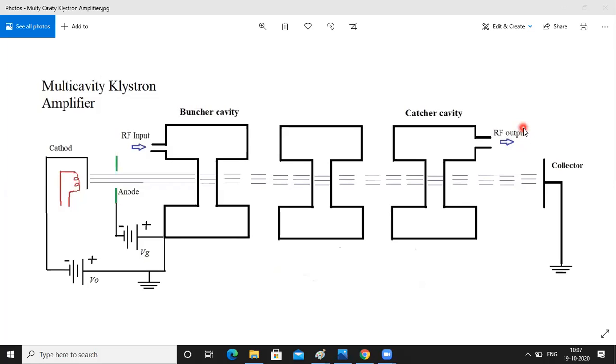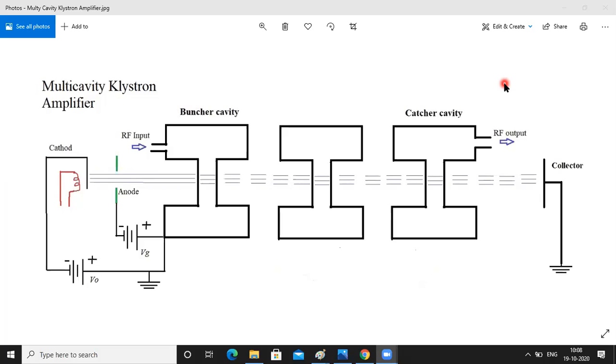Then the frequency bandwidth. The two-cavity klystron has only a buncher cavity and a catcher cavity, so in this multi-cavity klystron the bandwidth is improved. Then the efficiency: for RF or microwave devices, the efficiency is low for most of the devices, but here it has better efficiency. The efficiency improvement is there compared to the two-cavity klystron.